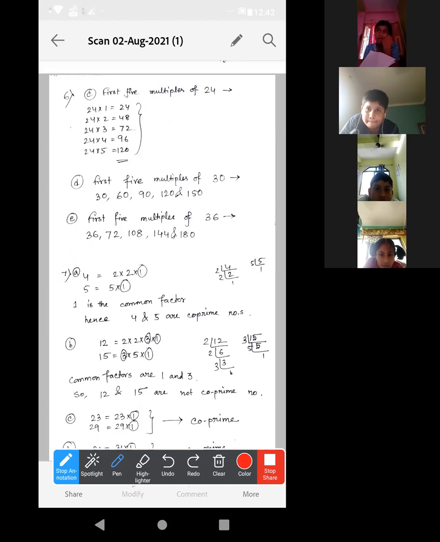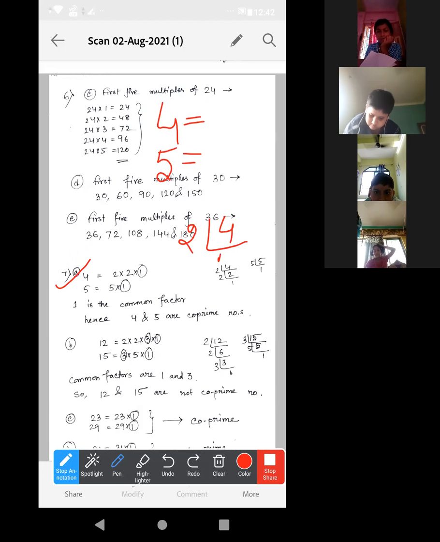Now, question number 7a. Look, 4 and 5. How to do it? I already explained the process. We have to break it into prime factorization. 4 means 2 twos are 4, so 4 means 2 into 2 into 1. Yes or no?